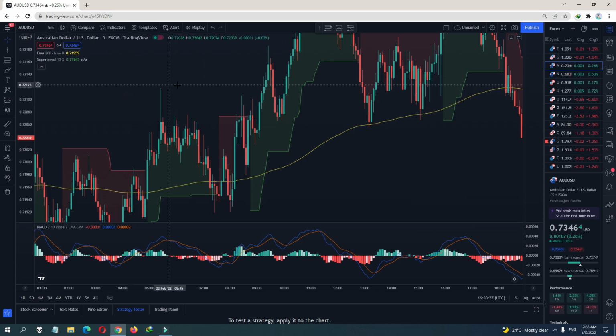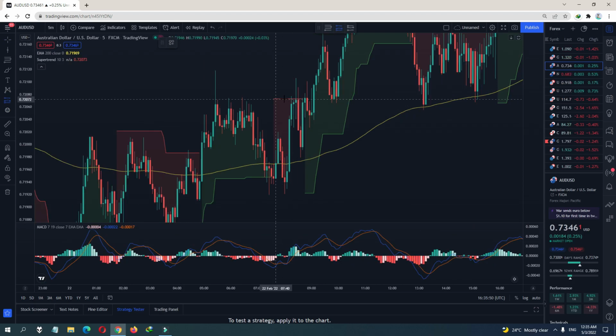Don't change anything. Okay, so for buy, you want the super trend to be red, and you want the price to be above the 200 EMA, and the MACD has to cross from below the zero line. Okay, so the middle line, it crosses from below that, crosses up. Okay, so here we have a signal.